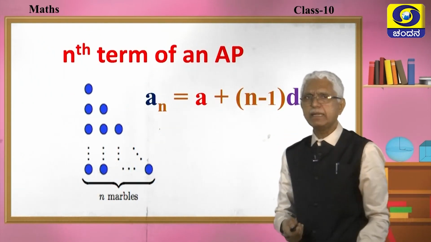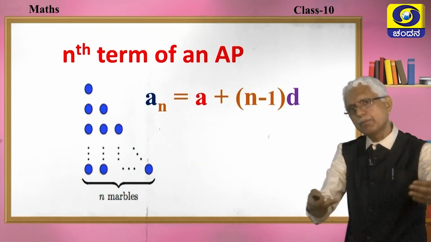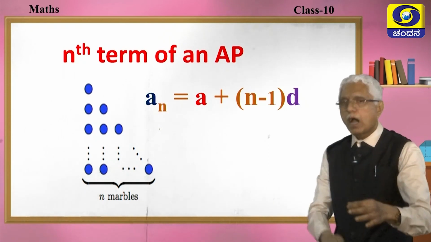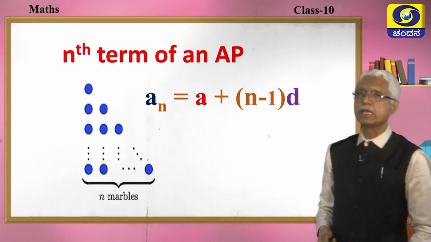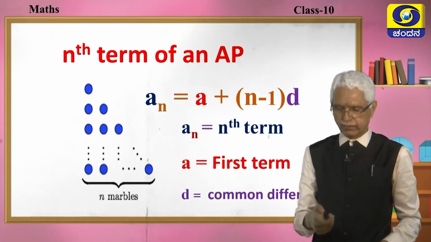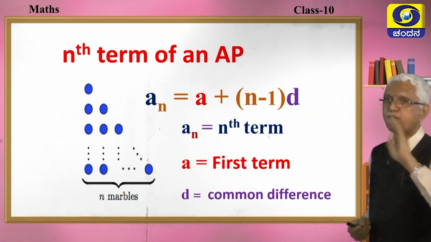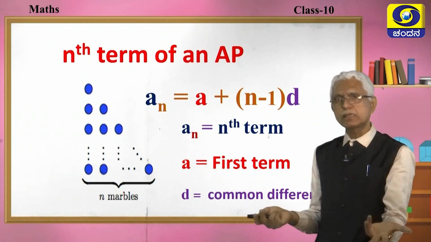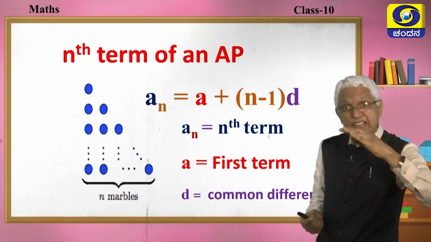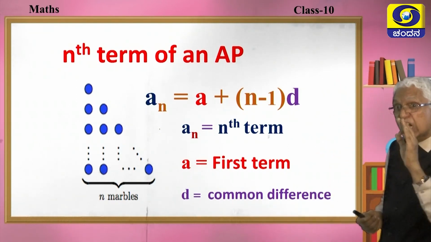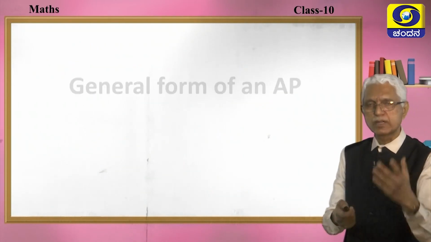Just to recapitulate, you had 1 marble, 2 marbles, 3 marbles, and number of marbles goes on increasing. How many marbles will be there in the last row? It is given by an is equal to a plus n minus 1 into d. What we were trying to tell you is just to reinforce. What is an? Nth term. You want the 20th term? A20. What is a? First term. What is d? Common difference. Okay, that's good. That's wonderful.